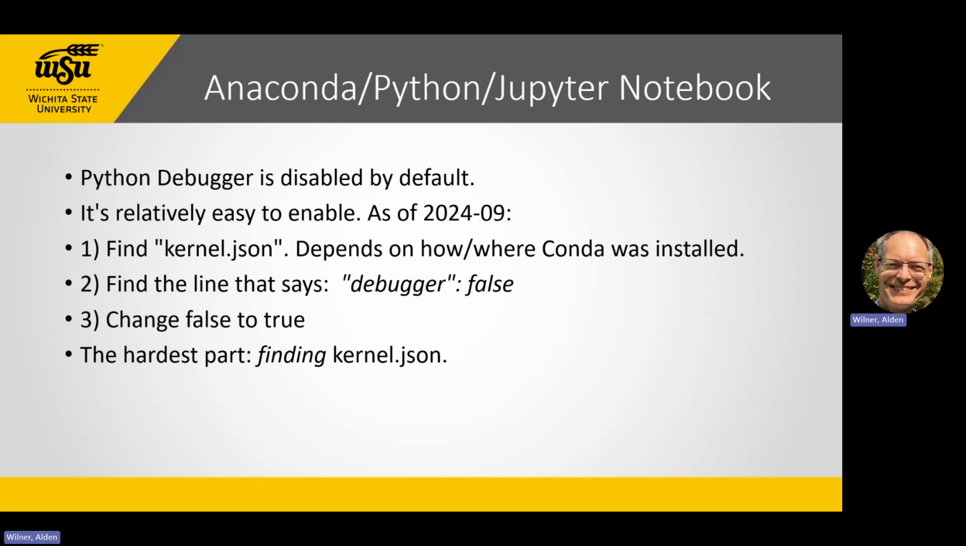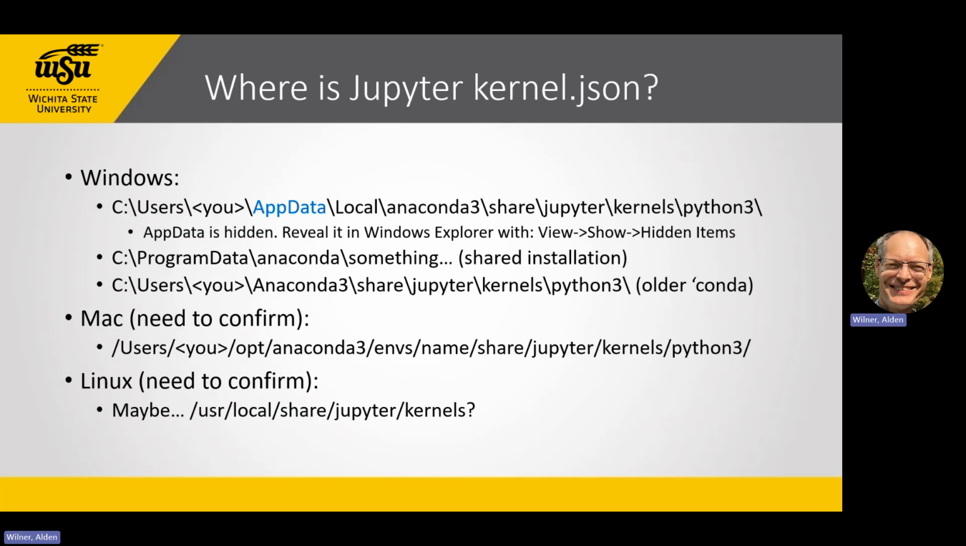So in Anaconda, the Python Jupyter Notebook debugger is disabled by default. It's relatively easy to enable as of last September, and I haven't tried it again, but I'm going to try it in class today. All you do is find the kernel.json file, change a line that says debugger false to true, and then relaunch Jupyter, and everything will work. The hard part is finding Anaconda.